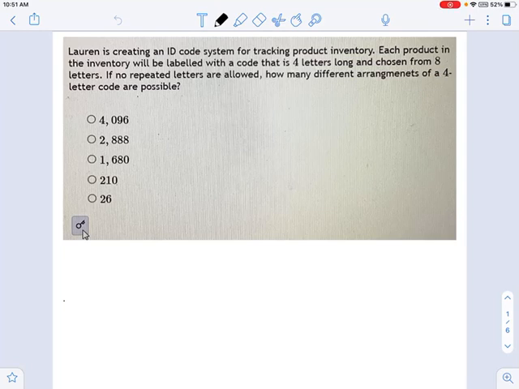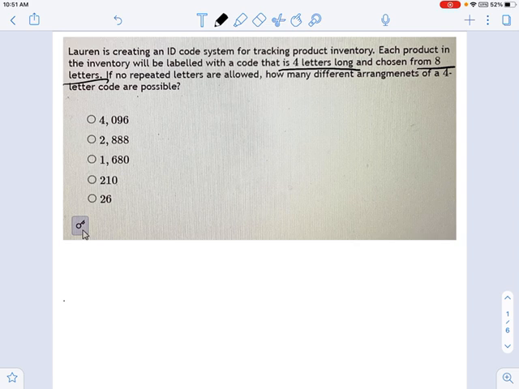How do you count combinations? That's the question we're asking here. And we've got this ID tracking system. We want a 4-letter long code, ABCD, for example. That would be a code. And it's chosen from 8 different letters. Well, how many different arrangements of a 4-letter code are possible?